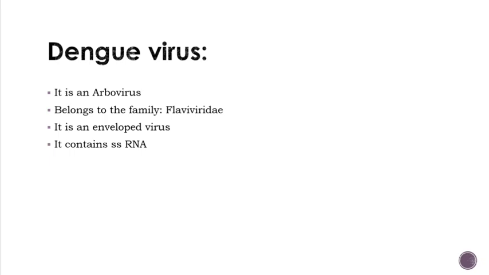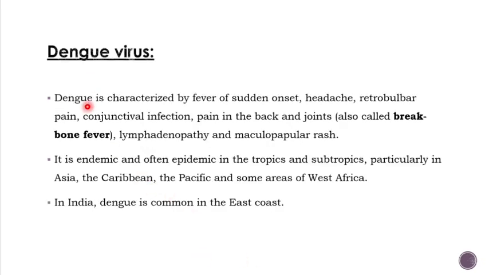It causes the infection called dengue, which is characterized by fever of sudden onset, headache, retrobulbar pain, which means pain behind the eyeball, conjunctival infection, pain in the back and joints. That's why it is also called breakbone fever. Then there may also be lymphadenopathy and maculopapular rashes. These are the characteristic clinical features of dengue infection.